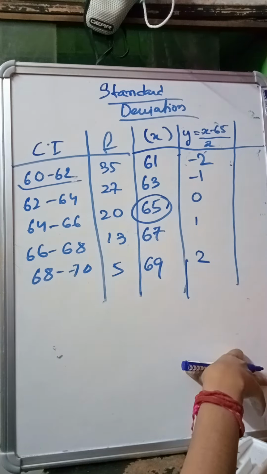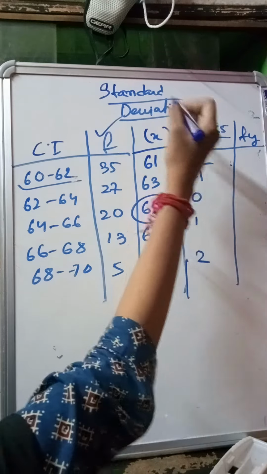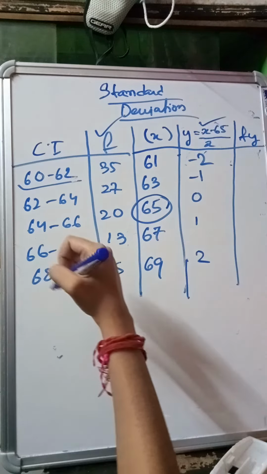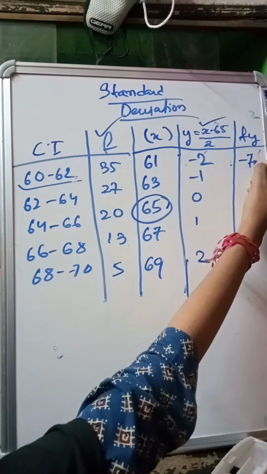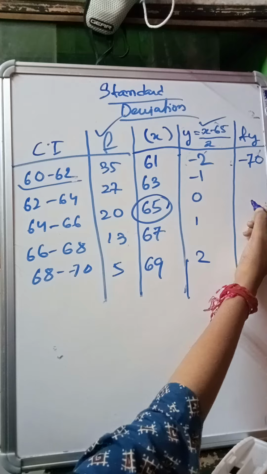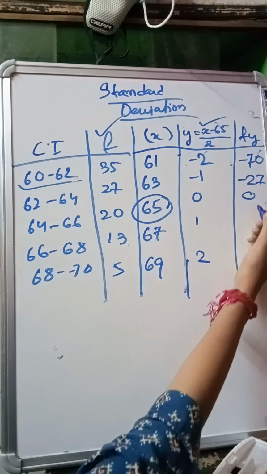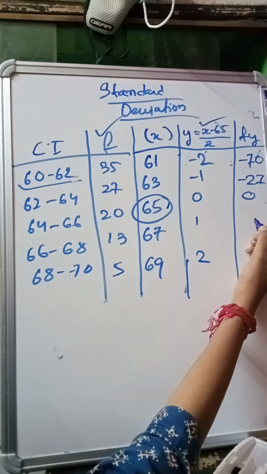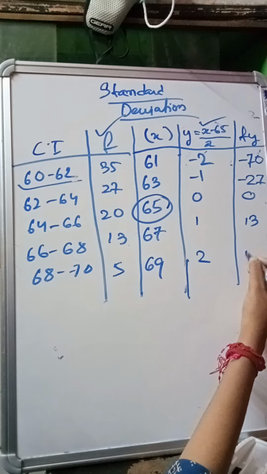Okay, so now what do we have to find? We have to find f y. So this is my f and this is my y. If we multiply, we will get 35 into minus 2 is minus 70, then minus 27, then 0, then 13 into 1 is 13, then 5 into 2, which is 10.